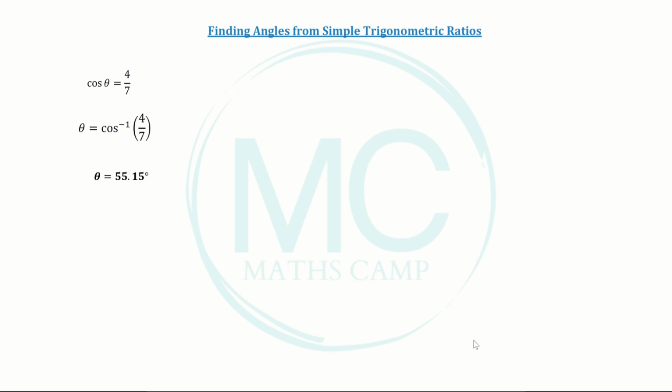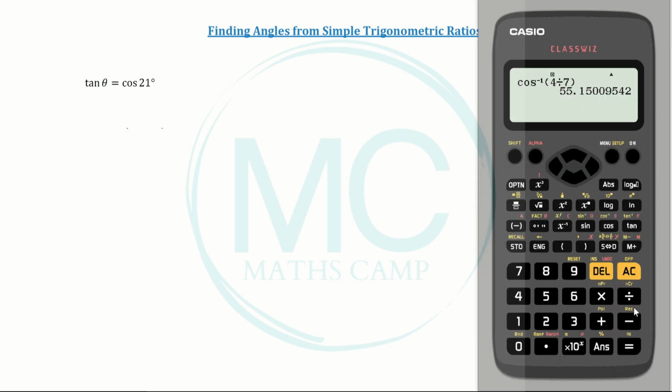Let's look at another example. Tan theta is equal to cos 21 degrees. Now, in our previous video, we looked at how we find the values for different trigonometric equations. As an example, we said cos 21 is equal to 0,9335 and so on. Now, this value has got a lot of digits after the decimal place. It's a lot to write down. Also, at this stage, we cannot round off.